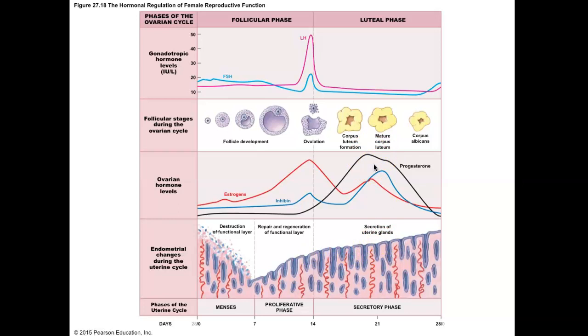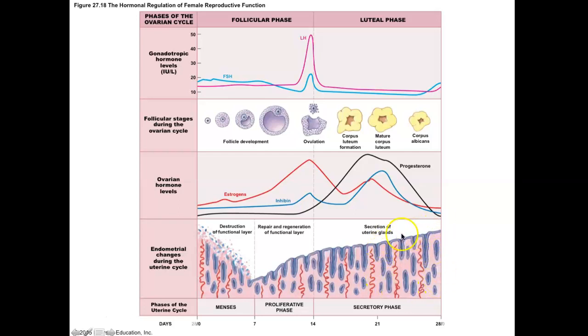Now, at the end of the cycle, the woman is not pregnant, all right? We're assuming she's not pregnant. The level of progesterone, as this corpus luteum degenerates, it doesn't live forever. It's going to become the corpus albicans. This is inactive, so look what happens to the level of progesterone. It drops dramatically. We're not making progesterone anymore.